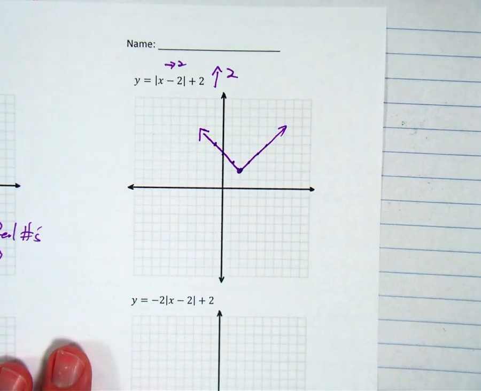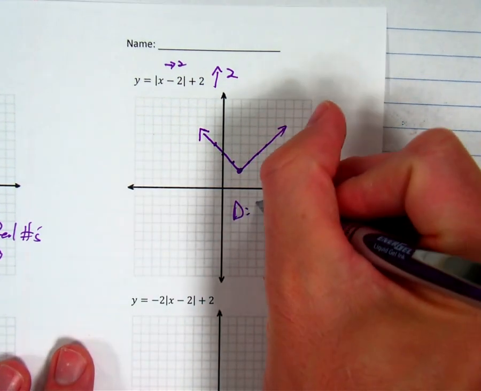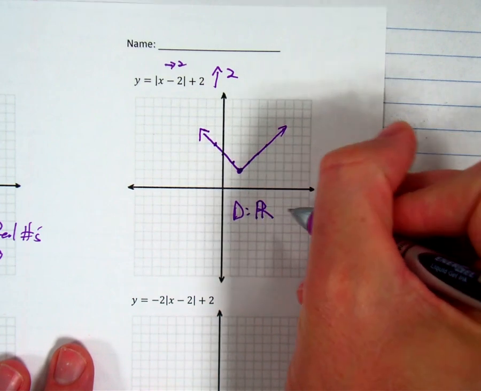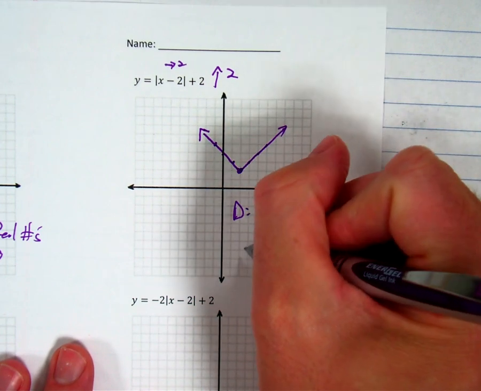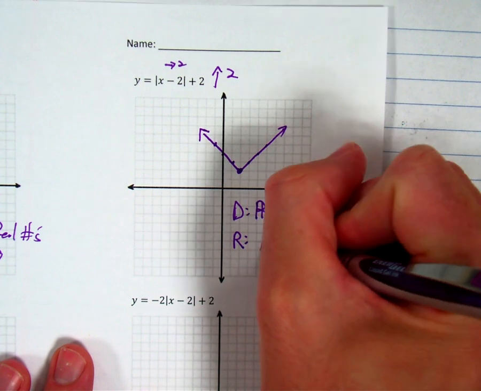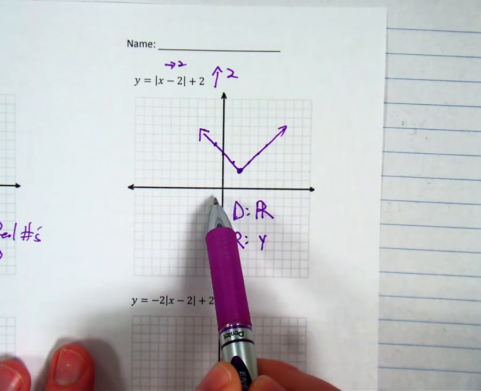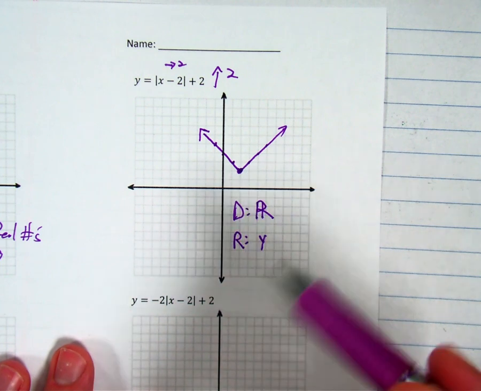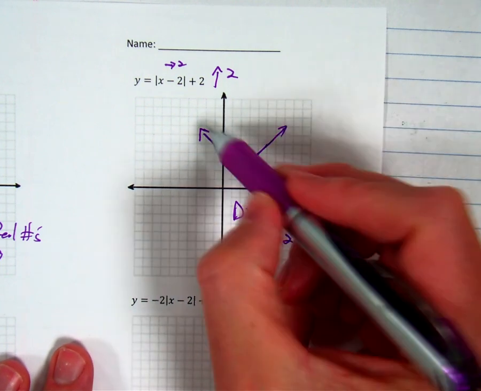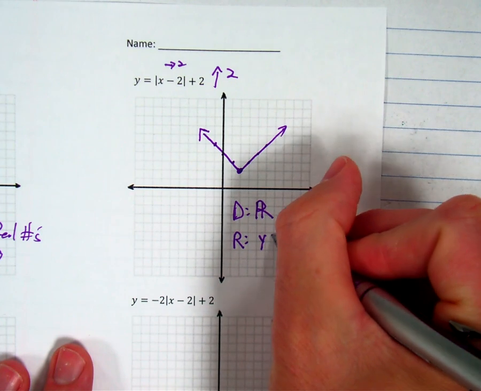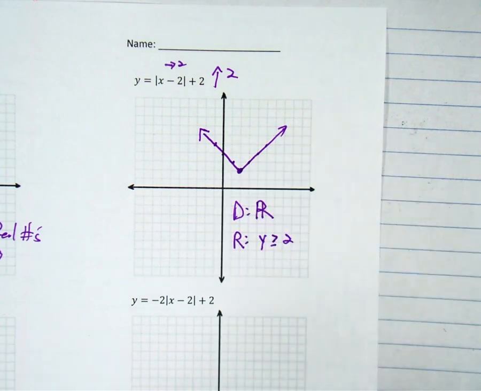Okay, again, domain, we can use the fancy R. All real numbers, and our range is going to be related to the y coordinate of our vertex. We're at 2, 2, so it's going to be related to 2. We're going up, greater than or equal to 2.